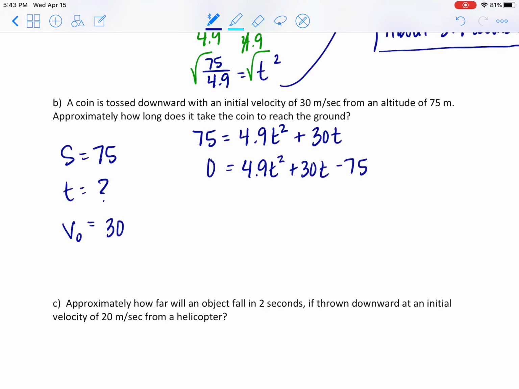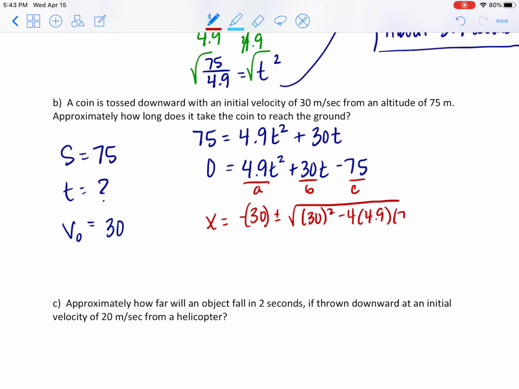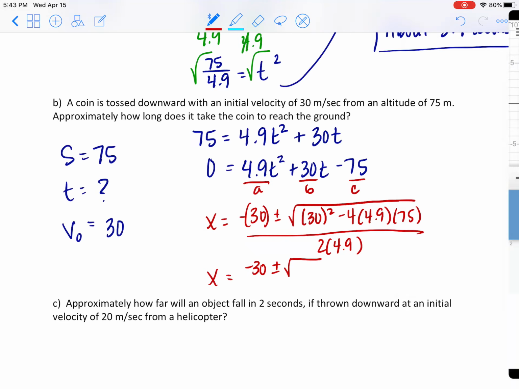So 4.9 t squared plus 30t. Subtract the 75 over to make the 0, and I don't think this is going to factor. And I wouldn't even attempt it or to complete the square. So we're going to go to quadratic formula. Here's A, here's B, here's C. So x is going to equal negative 30 plus or minus the square root of 30 squared minus 4 times 4.9 times 75. And that's all going to be divided by 2 times 4.9.